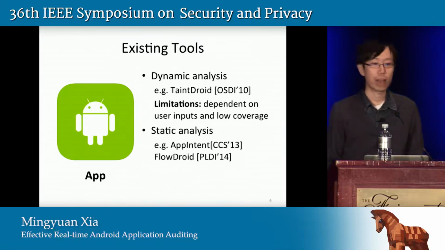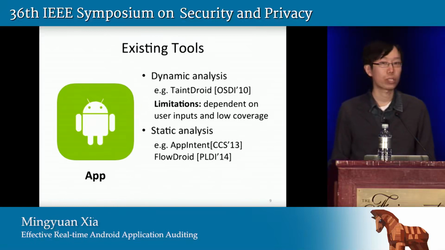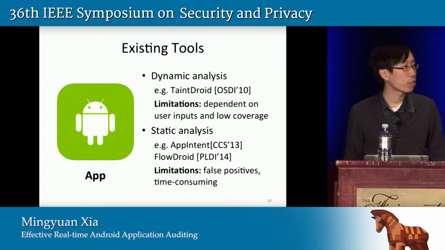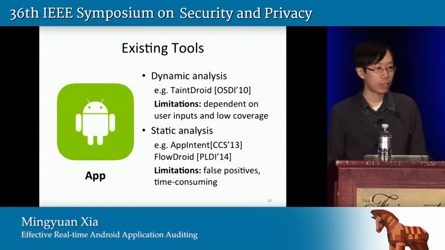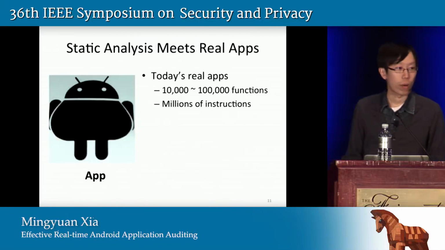On the contrary, we have static analysis, for example, AppIntent and FlowDroid, which can take a look at the entire app and outline all of those data leaks. However, the limitations for these tools are that they have false positives, and they could be very time-consuming in the face of real-world applications. Why is this so?